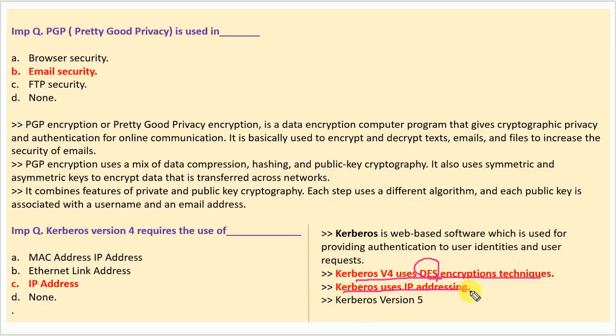Kerberos uses IP addressing, as I already mentioned. Now we have Kerberos version 5 as well, recently launched, I think around 2000 or 2003. So Kerberos version 5 is the new version of Kerberos. What we have to take from this question is, first of all, what is Kerberos? We have already learned that it is used for authentication purposes. Kerberos V4 uses which encryption technique? The DES encryption technique, and it uses IP addressing. Kerberos version 4 requires which address? It is the IP address.